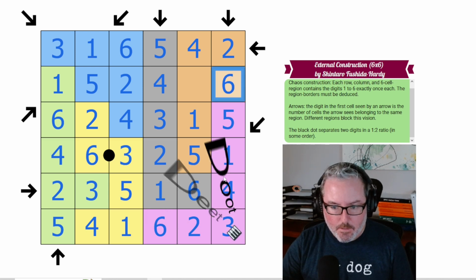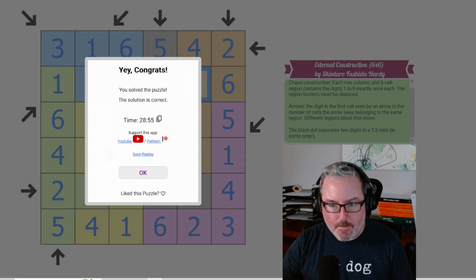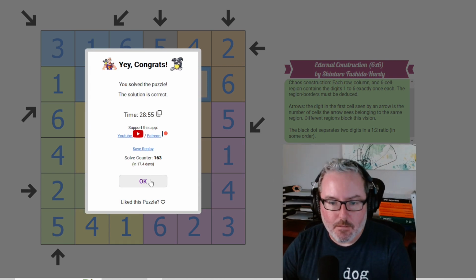And we get a doot in that corner as well. And this has to be 3. There we go. You solved the puzzle. Solution is correct. That was awesome.